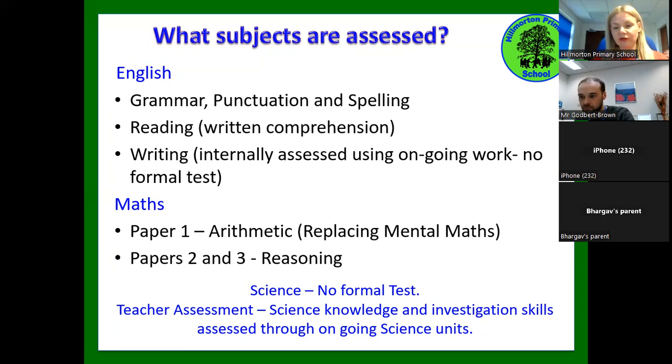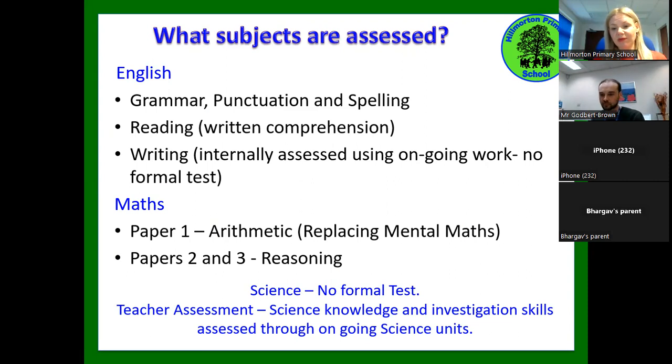A sample of schools get moderated, so we make our judgments based on the criteria that Mr. Gobbett-Brown shared. We may be moderated by the local authority, where they will check our judgments against national standards, but we do the assessment for the writing. All the others are done through the tests. So the formal test for grammar, punctuation and spelling, a formal test for reading, and in maths, as Mr. Gobbett-Brown says, there are 3 tests.